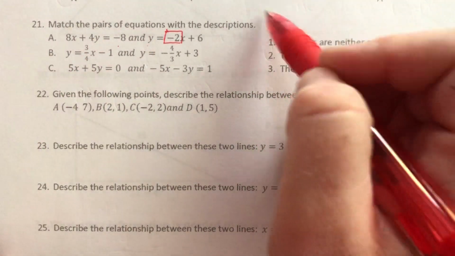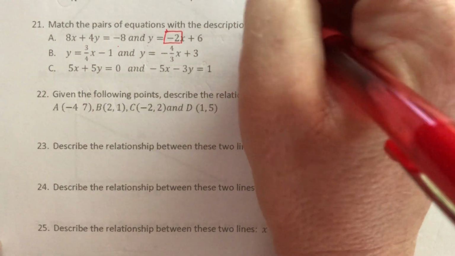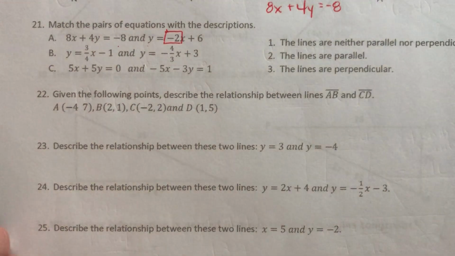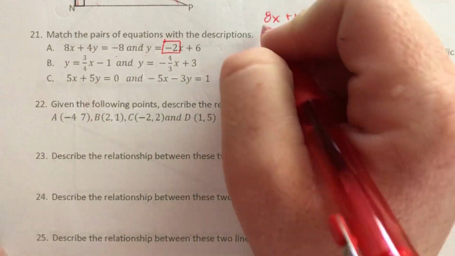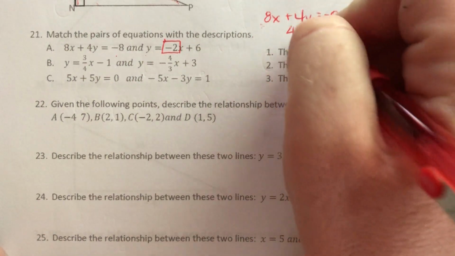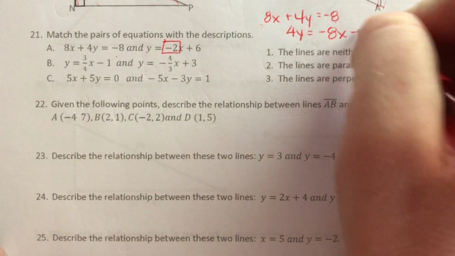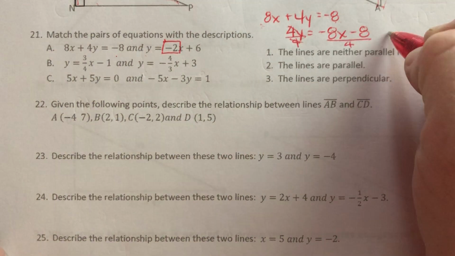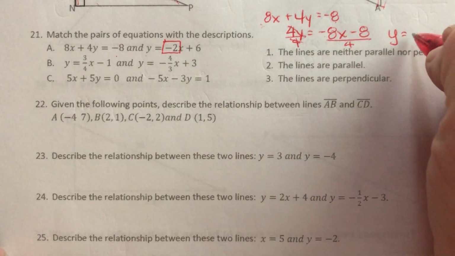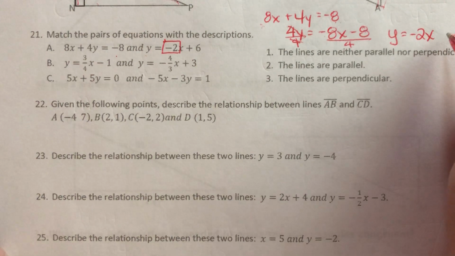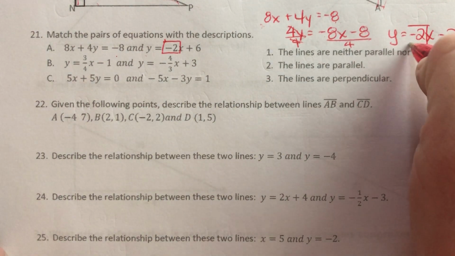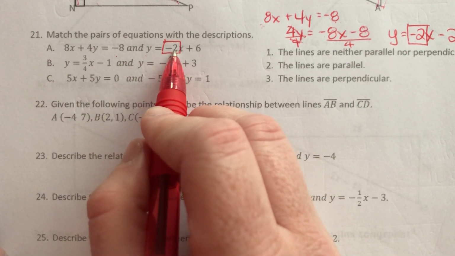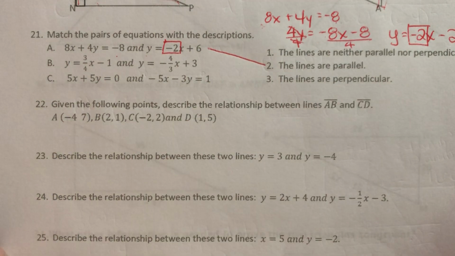So I'm going to do it in just this little open space up here since I have it. 8x plus 4y equals negative 8. I'm trying to get y by itself. So minus 8x from both sides. So I get 4y equals negative 8x minus 8. And then I'm going to divide everything by 4, right? So I end up with y equals negative 8x divided by 4 is negative 2x. Negative 8 divided by 4 is negative 2. And this does have the same slope. Negative 2 is the same as this negative 2. They have the same slope, which means they are parallel. So it goes with this one.